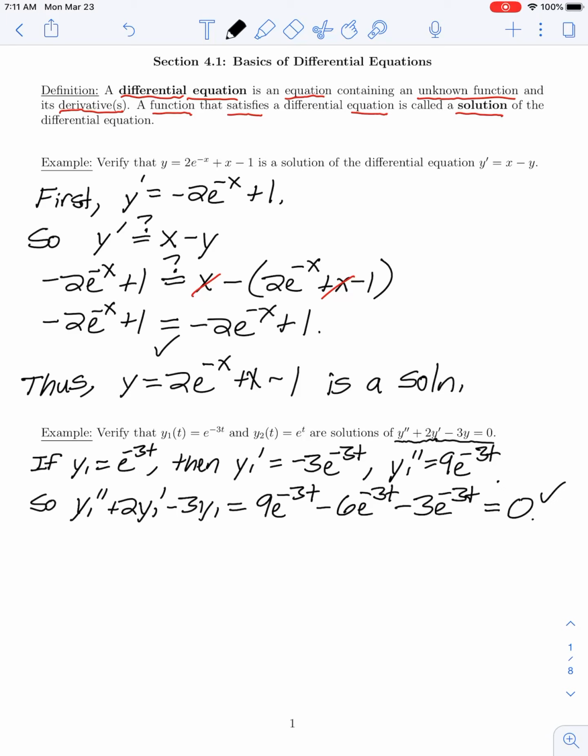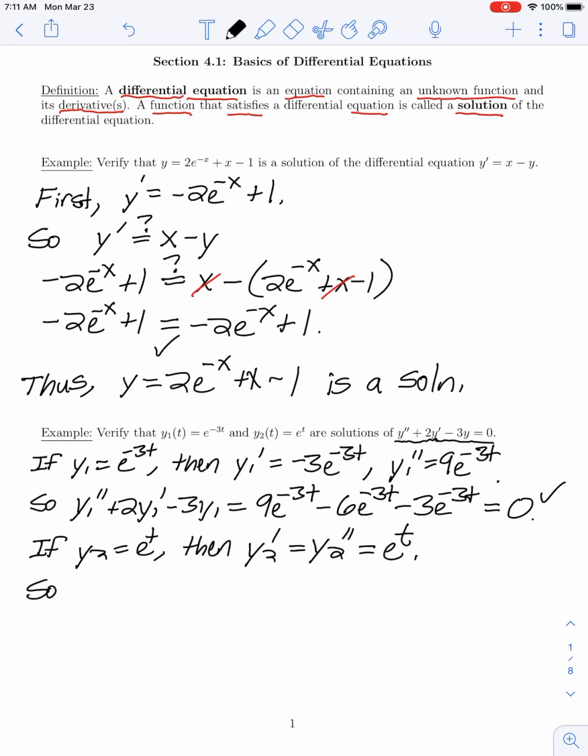So y1 will be a solution. Now let's check whether y2 equals e to the t would also be a solution of this equation. So here, if y2 is equal to e to the t, then we find y2 prime and y2 double prime are both equal to e to the t. Both my first and second derivative are e to the t.